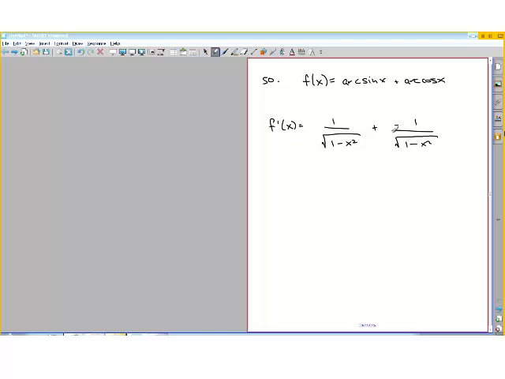And so this is positive and that's negative. The answer is actually going to be 0. The derivative is always 0. So why is that? Is that true? Is that the answer? Well, yes. Okay.